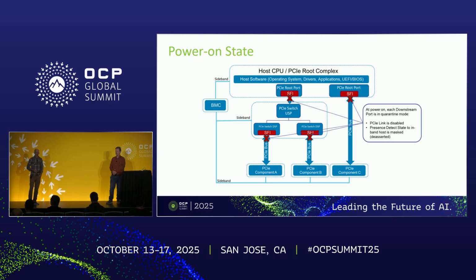Okay, so we have an example server system here. It's got a host CPU and root complex. It's got a switch connected to it, and it's got several endpoint devices connected to it. And it's got a BMC with sideband buses connected to all the different components.